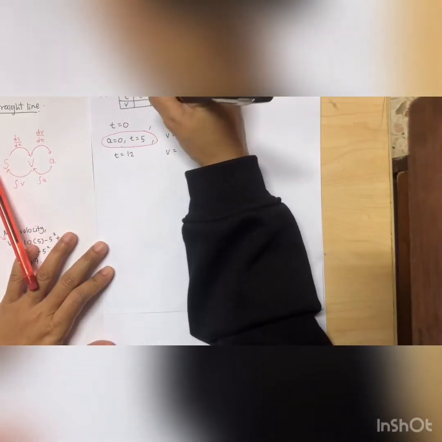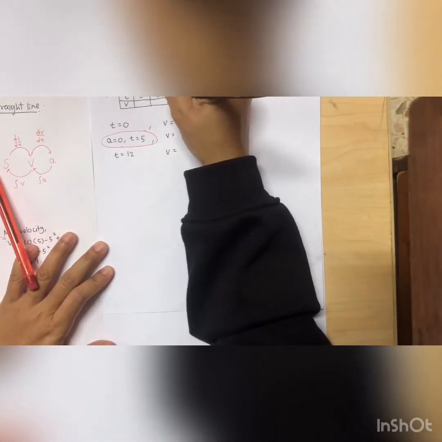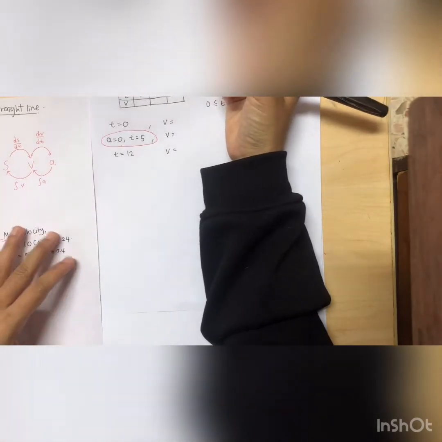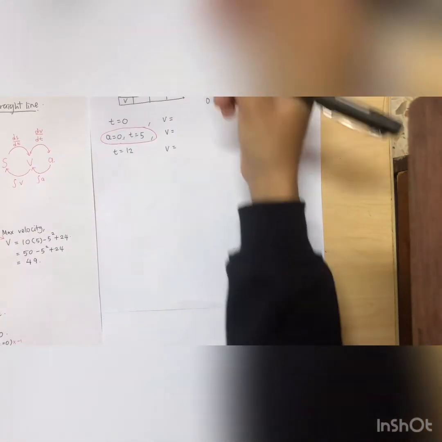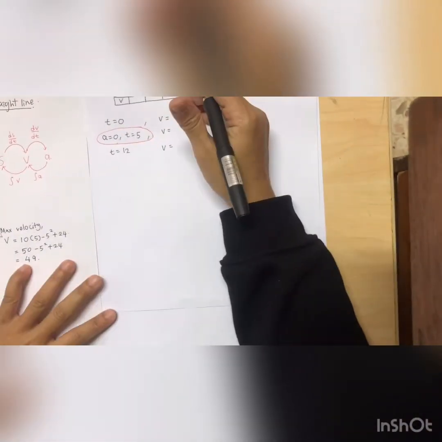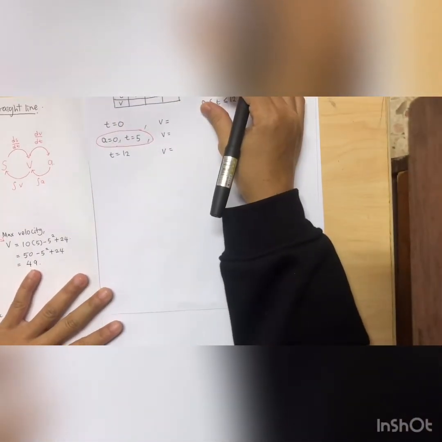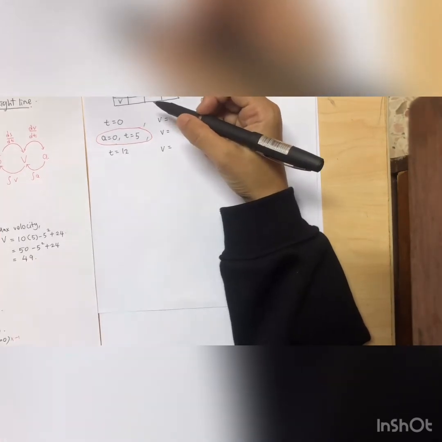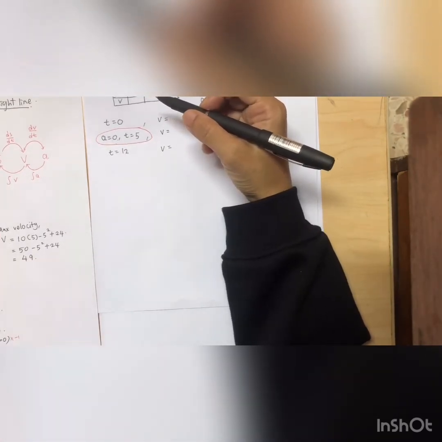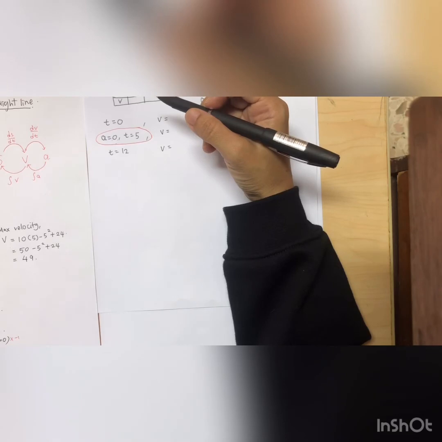Okay, so when t equals 0, I got 3 values here. Because you are sketching the graph, you don't need all the values of t from 0 until 12. But if you want to do so, it's up to you, but you are just wasting your time. Only 3 values is enough.